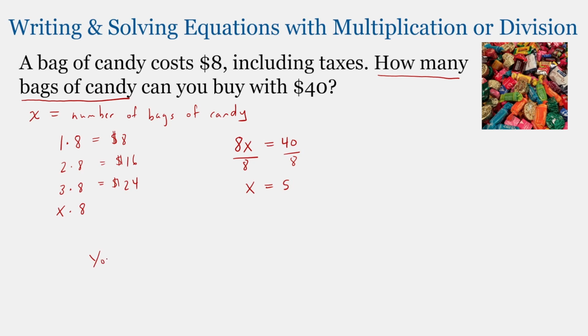That means that you can buy 5 bags of candy for that $40. So let's check our answer. If each bag of candy costs $8 and we buy 5 of them, that's going to cost a total of $40. And that is the amount that was given in the problem.